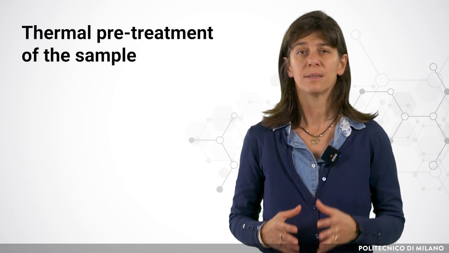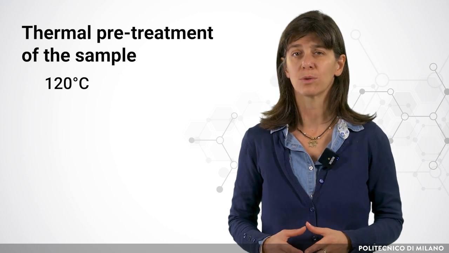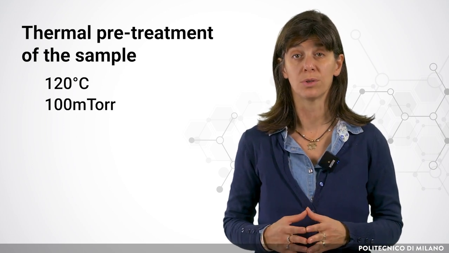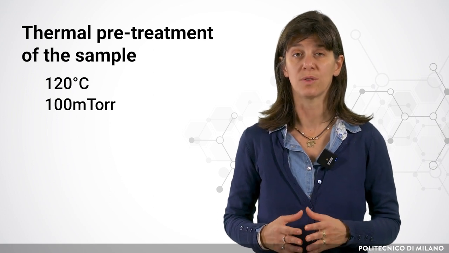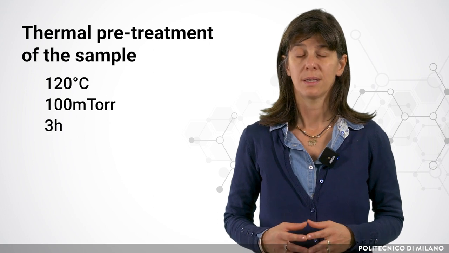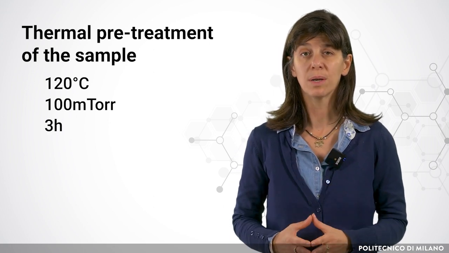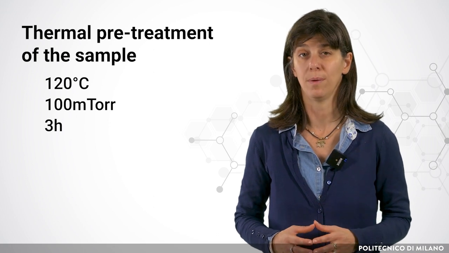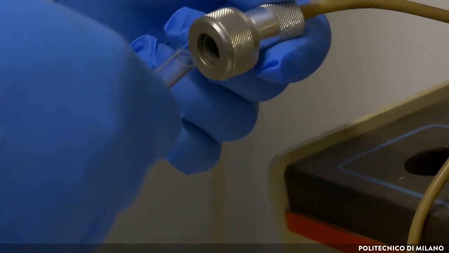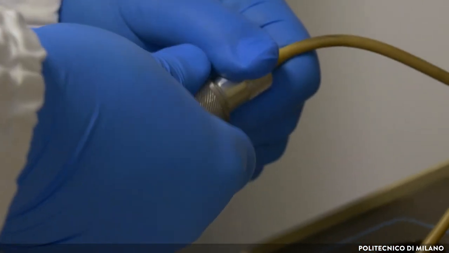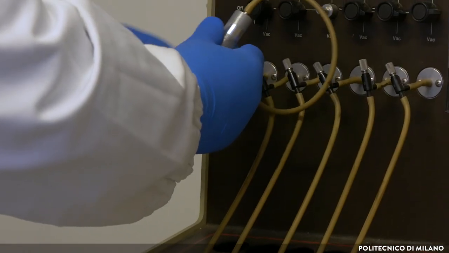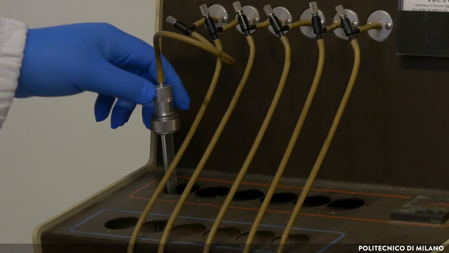The first phase is a thermal pretreatment of the sample at 120 degrees C under vacuum down to 100 mTorr, which means 0.1 atmosphere, for 3 hours. These conditions are related to the thermolability characteristics of each sample. The thermal pretreatment is performed in this first instrument: the sample holder is connected to the vacuum line and put into the oven. During the pretreatment, all the physisorbed species, like water and carbon dioxide, desorb from the surface.